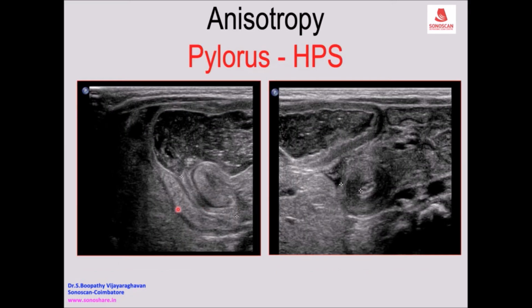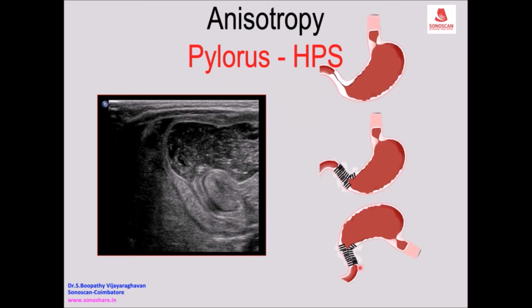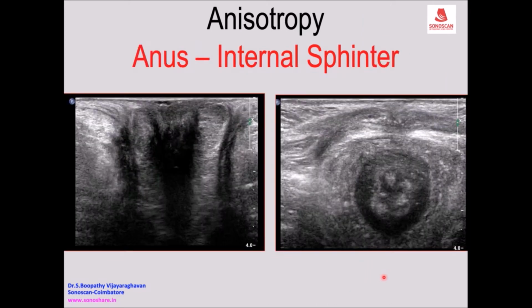So the pyloric muscle, you see it is echogenic, and you measure it to diagnose HPS. Now the pyloric muscle appears echogenic. Now if you take a cross section like that, the same pyloric, and if you see the interfaces of the muscle, circular muscle, it is perpendicular to the beam. So as a result, it will be echogenic. The interfaces are seen well, so it appears echogenic. Anisotropy, so you must be aware of this. Another example is in the anal sphincter.